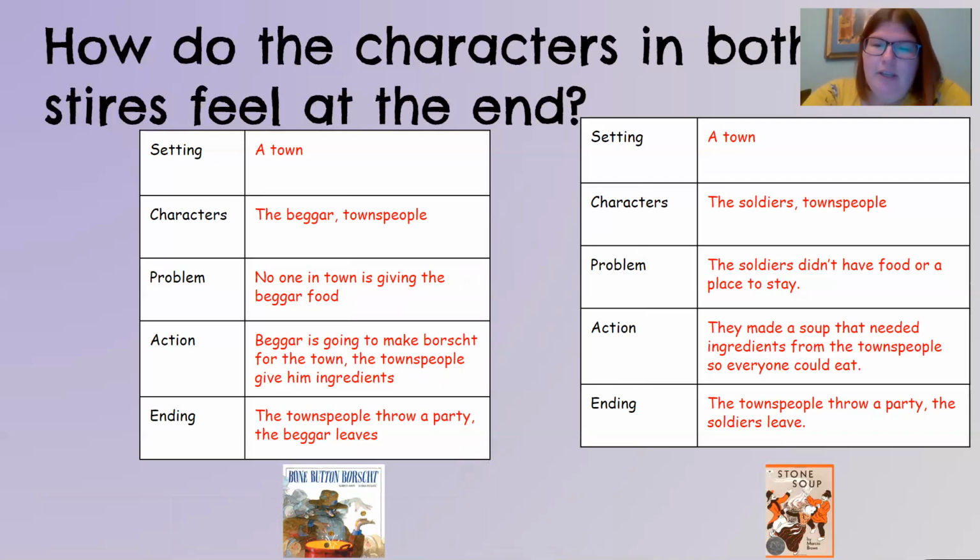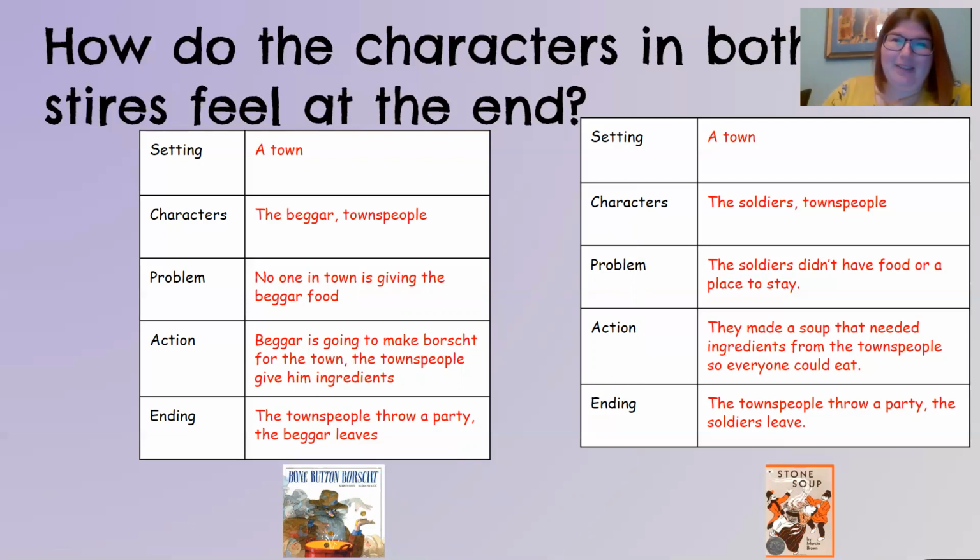Now the soldiers, I think they were feeling well rested because they each got a place to sleep, and they were feeling full. Their bellies were full. And I think they were feeling energetic because they were able to keep walking home. If you thought something similar to that, go ahead and touch your nose.